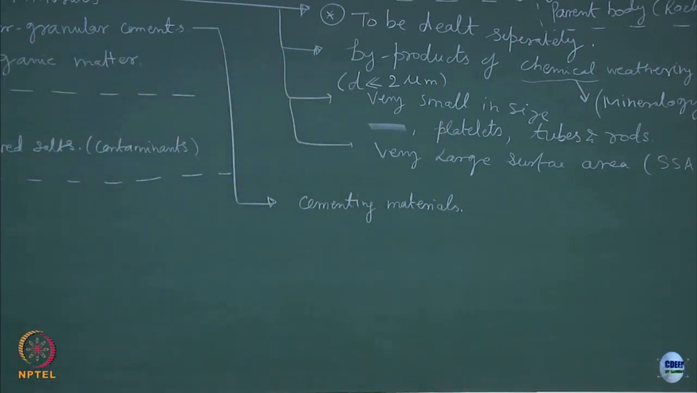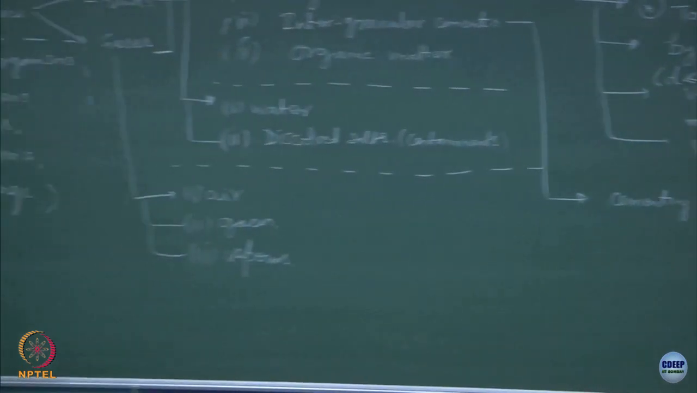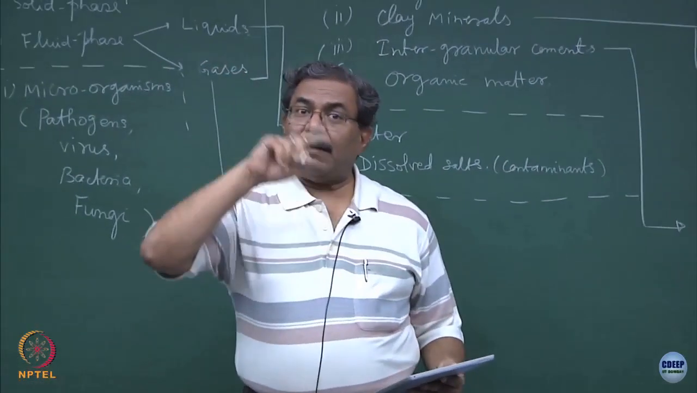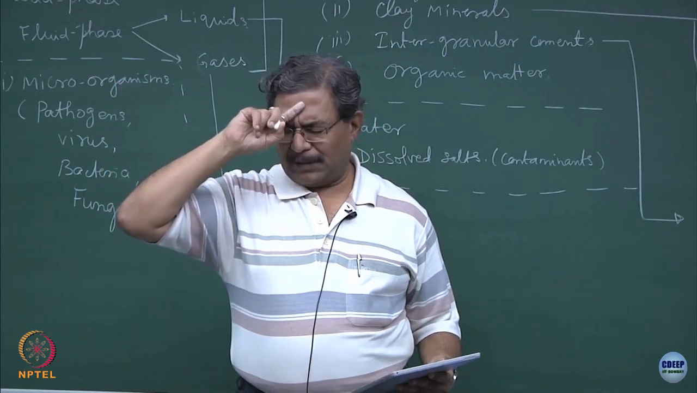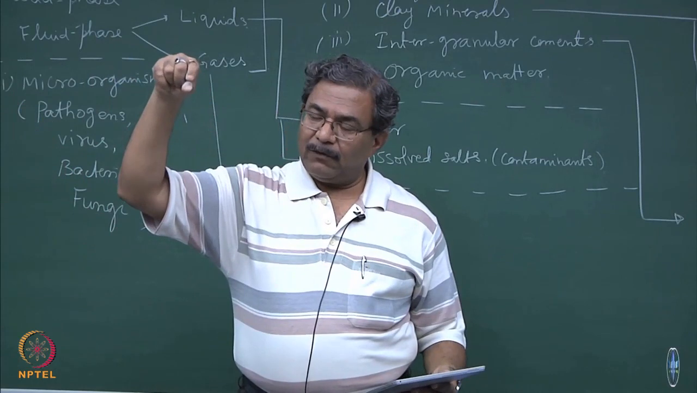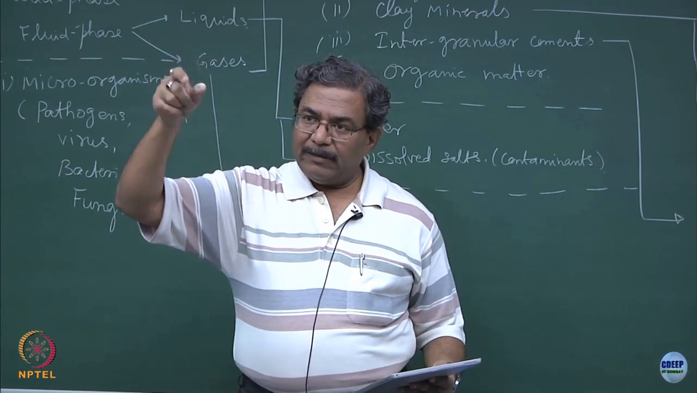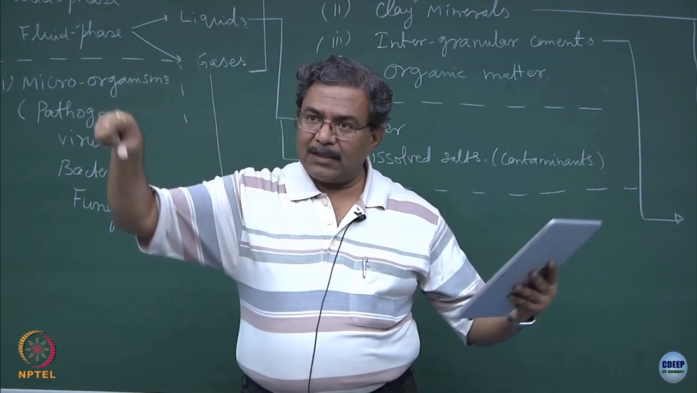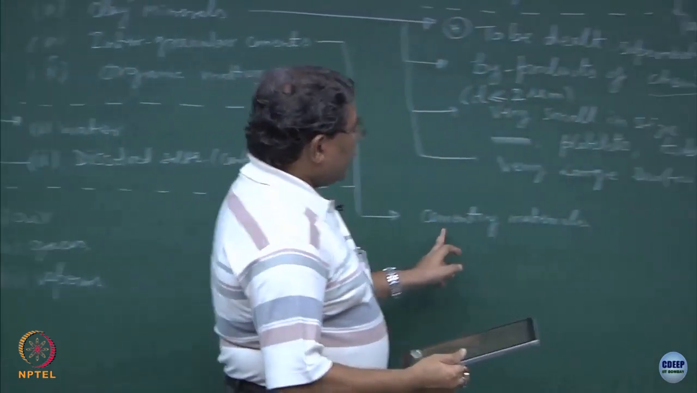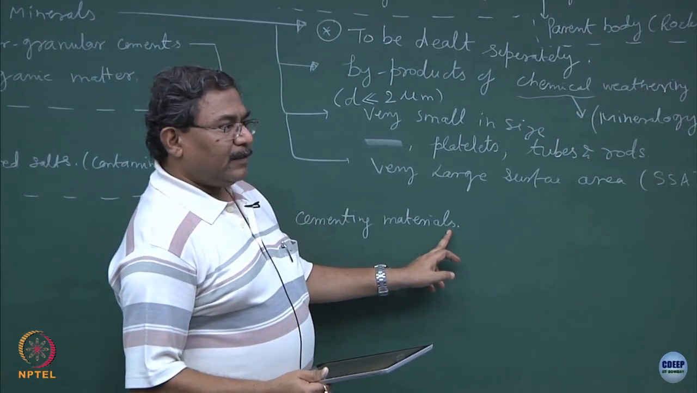And what are the cementing materials normally? Carbonates, bicarbonates are weak, iron compounds, oxides, calcites. The other day we were talking about MICP, if you remember, microbially induced calcite precipitation. What was the bacteria doing? It was producing calcite, which is getting deposited on the sand particles, and the soil mass becomes cohesive. This thing appears naturally.